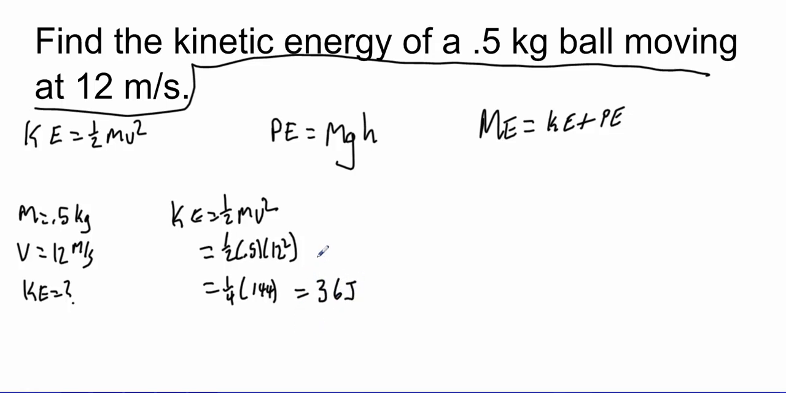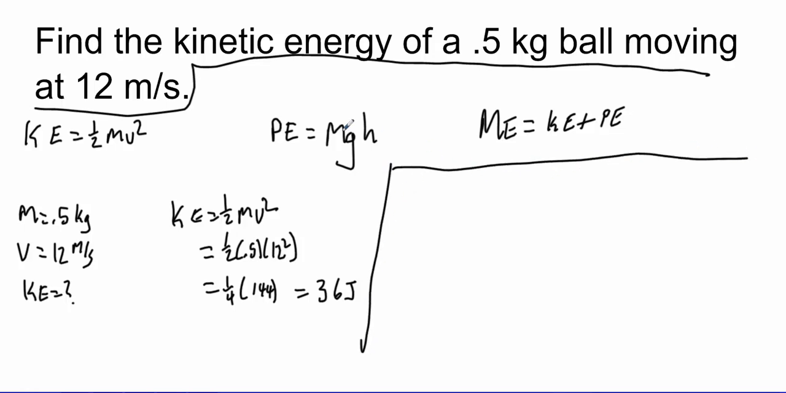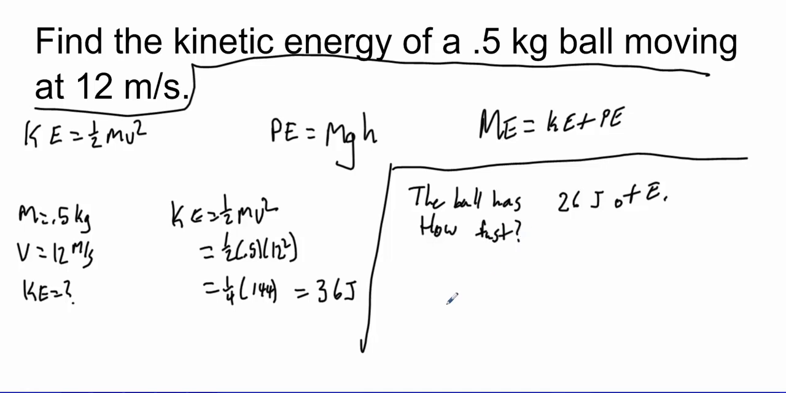Now, before I move on to the next problem, let's take another look at this problem, but let's say that instead of telling me how fast it's moving, let's say that the ball has 26 joules of energy. How fast is it going? Okay. Well, we're going to use the same ball, so the mass is still 0.5. The energy is 26 joules. And we're supposed to figure out how fast. So now the velocity is unknown.